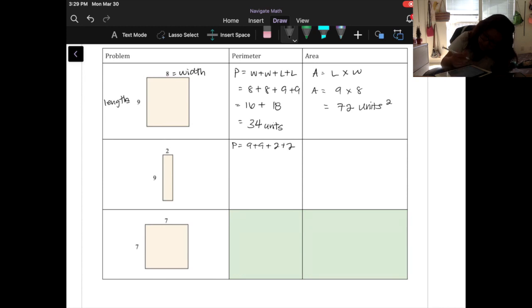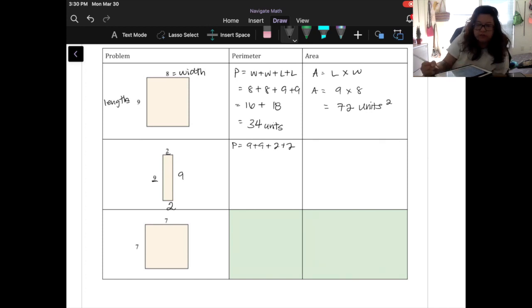And let me label this so that it's easier for you to understand. So if the left side is 9, the right side is also 9. If the top part is 2, the bottom part is also 2. So I'd add all those together. So P equals, and then I'm going to have you put your answer right here. What would this perimeter be?